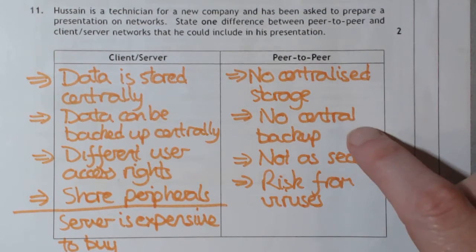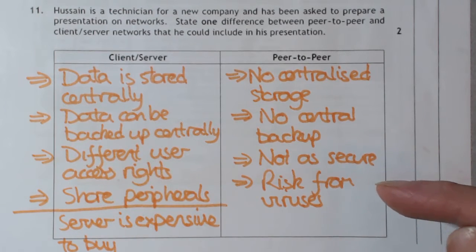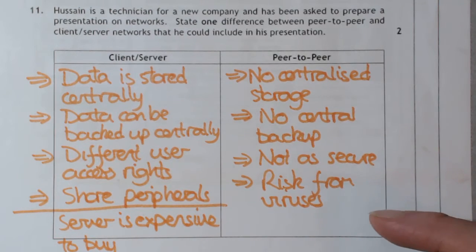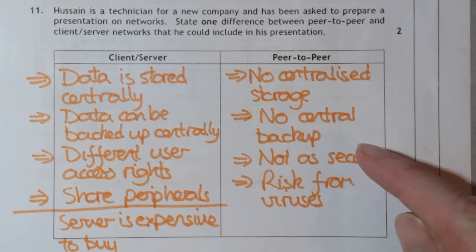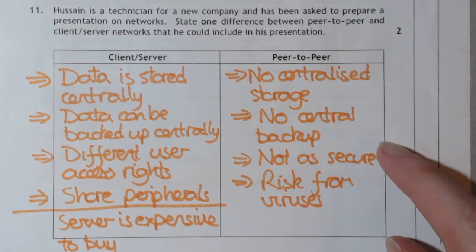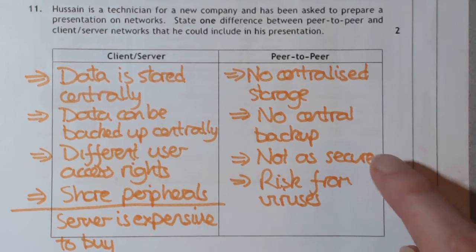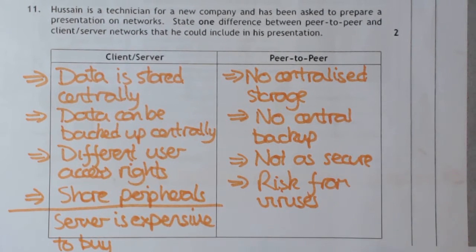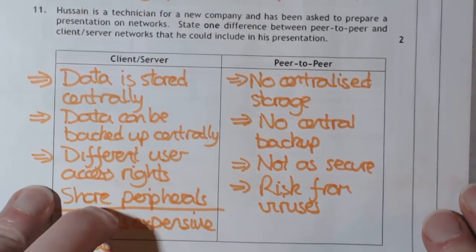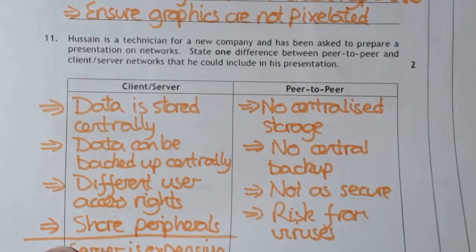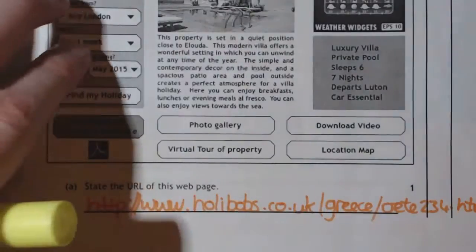So there's no central backup. If you wanted to install software, you have to install it on each one individually. If you wanted to back up your computers, you have to back up individually. Quite often it's not got a username and password, so it's not secure, and since it's not secure, it's got more risks from viruses. Well, that's something you want to pretty much memorise.